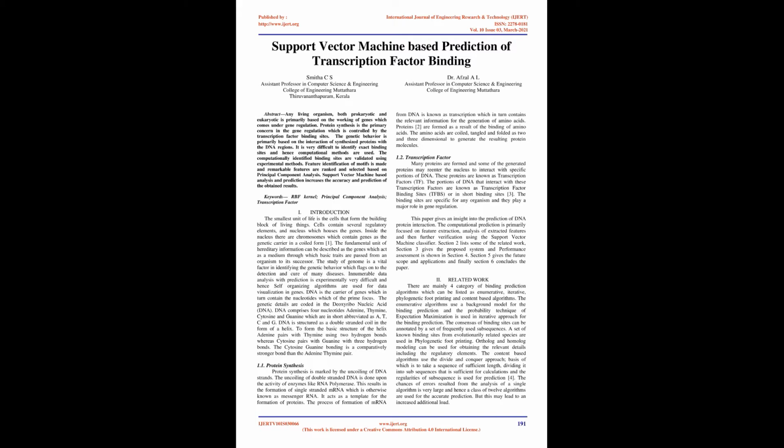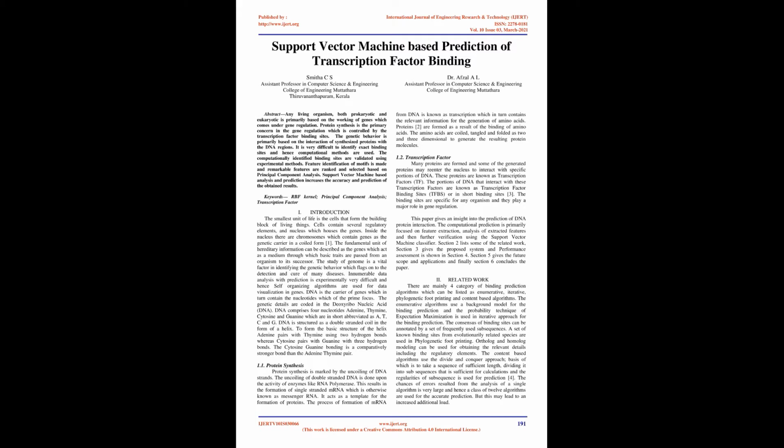The genetic behavior is primarily based on the interaction of synthesized proteins with the DNA regions. It is very difficult to identify exact binding sites, and hence computational methods are used. The computationally identified binding sites are validated using experimental methods.